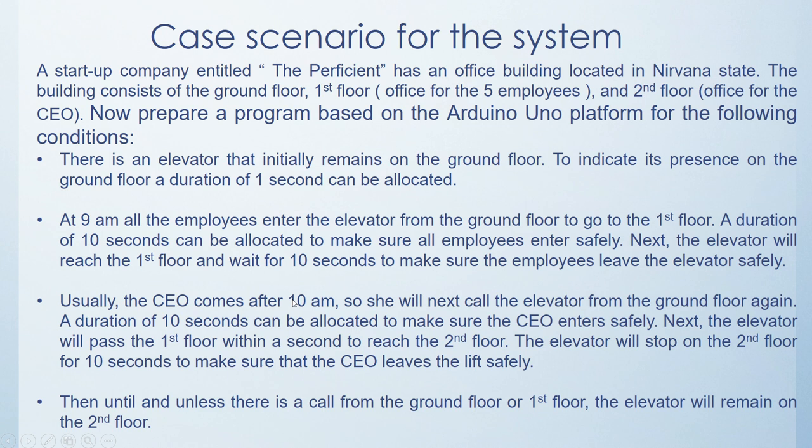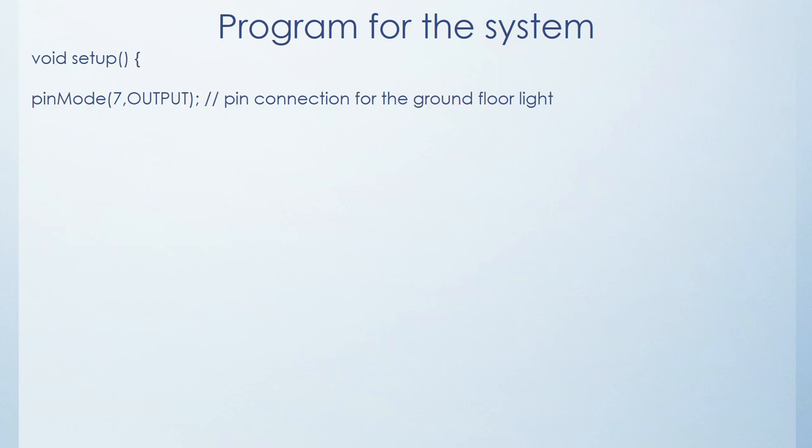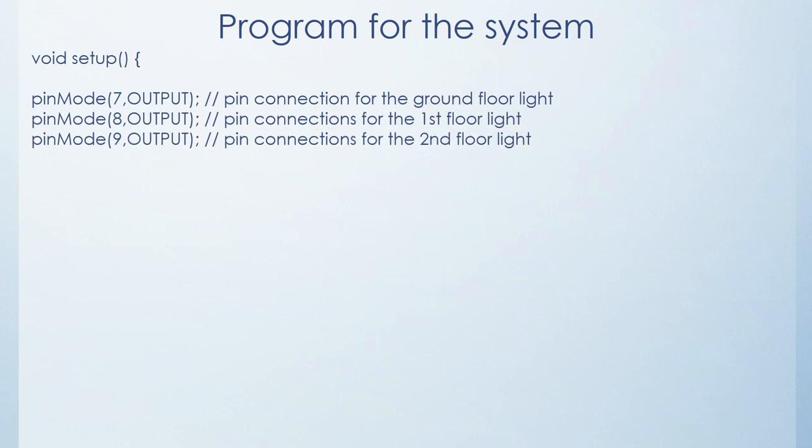This is, let's say, one sample system that we can think to implement using code, using an Arduino Uno platform. So let's see how it can work. The code can be something like this. We already know that we have to set up the floors first. So we can use 3 LED lights, let's say LED lights for pin number 7, pin number 8, and pin number 9, for indicating the floors: ground floor, first floor, and then second floor.